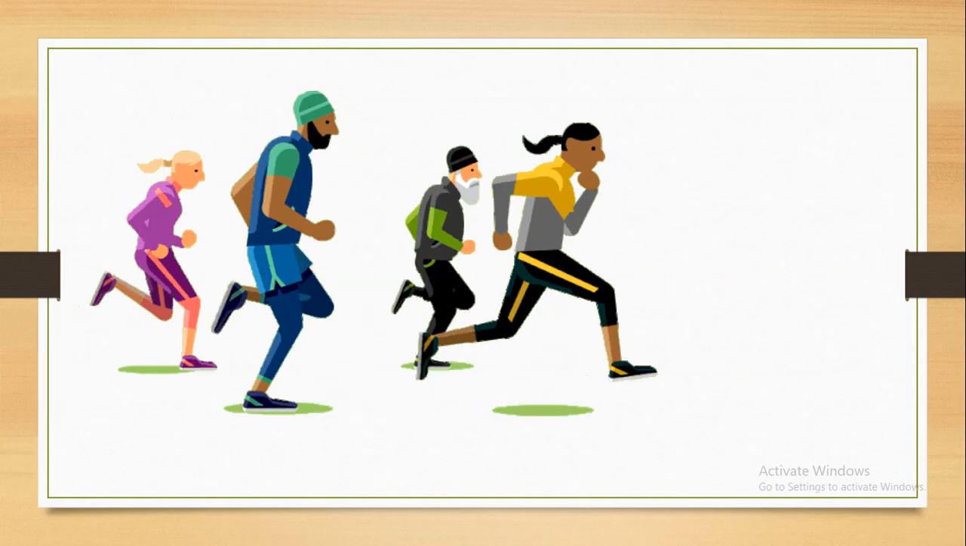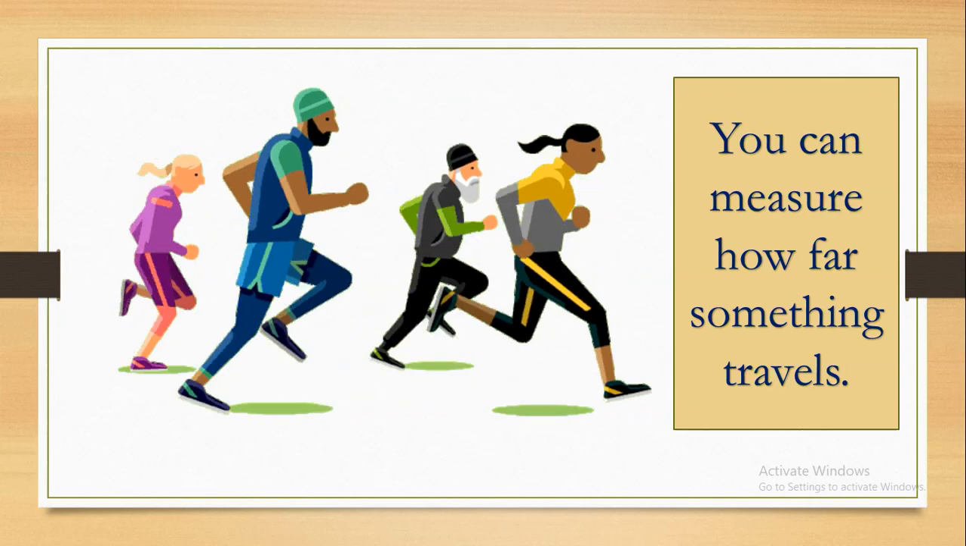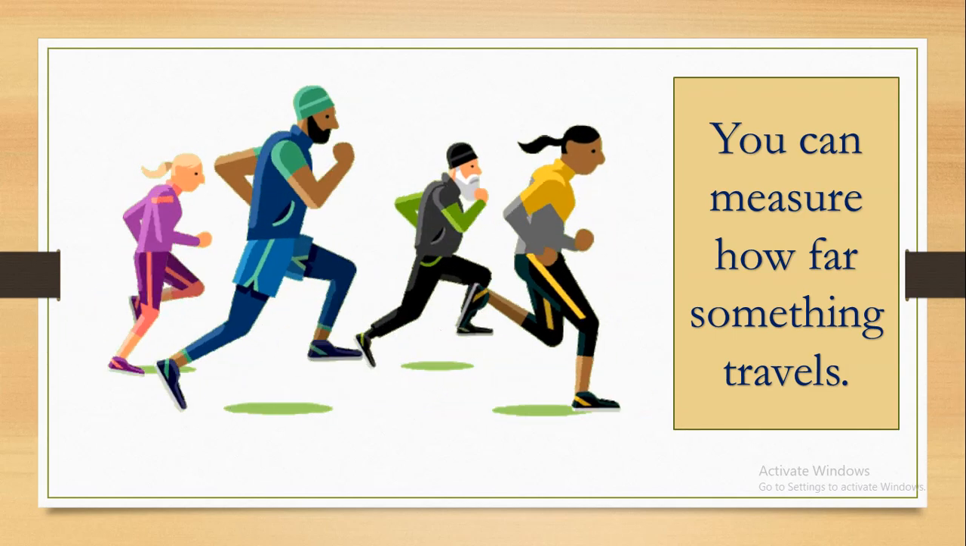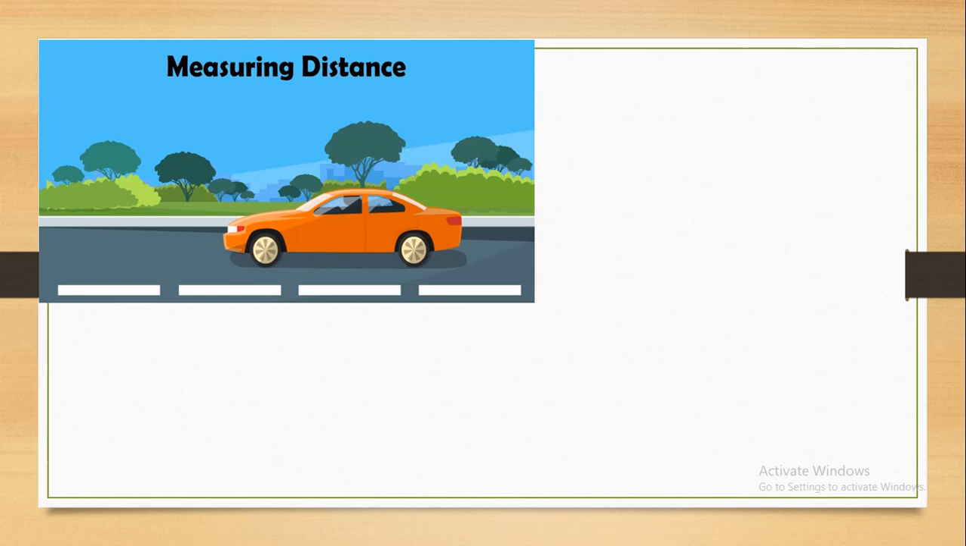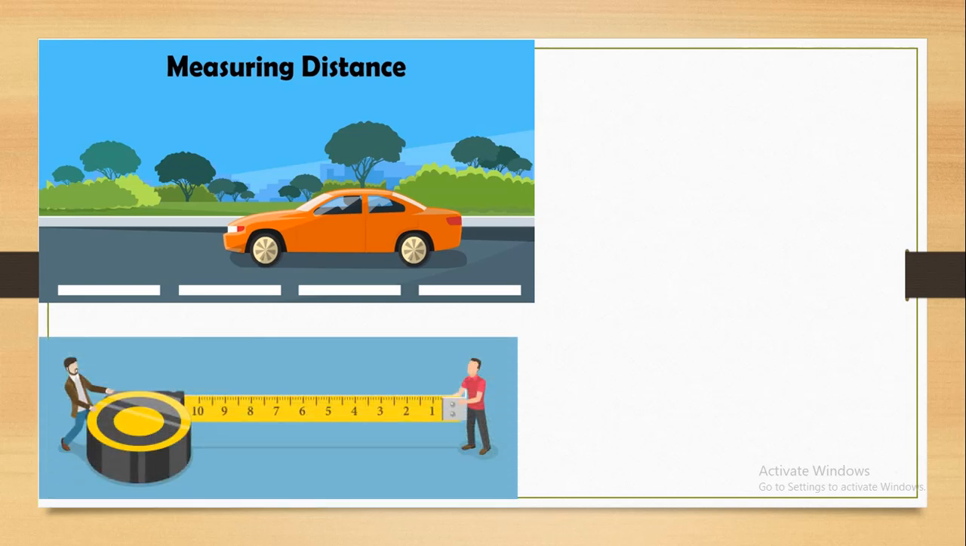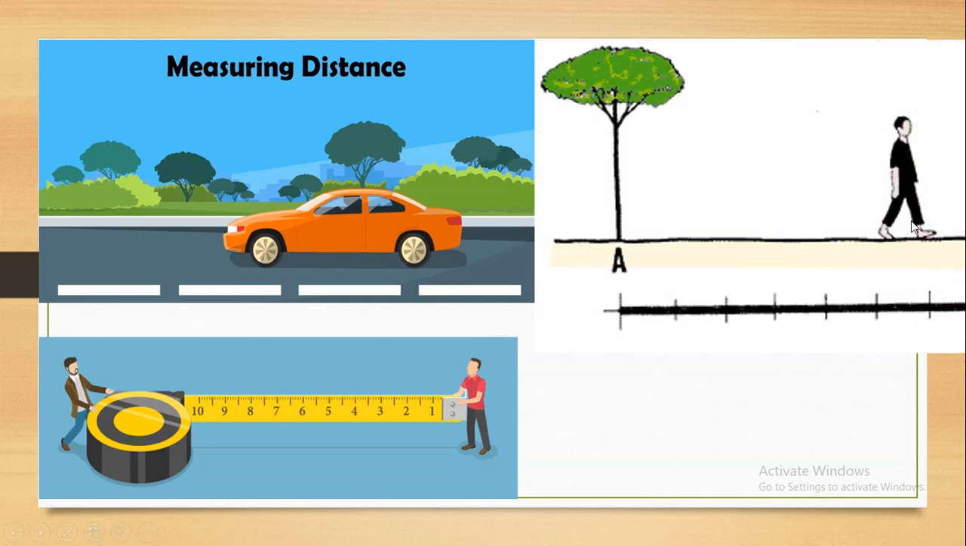How far they travel. When you measure how far something travels, that's distance, right? Now, a car may travel a distance of 1,000 meters, 700 meters, etc. And you can measure that distance by using measurement tools. Now, this man traveled from the tree here to this point. So, this is the distance he traveled, right? So, as we said before, we can measure distance by using measurement tools, right?